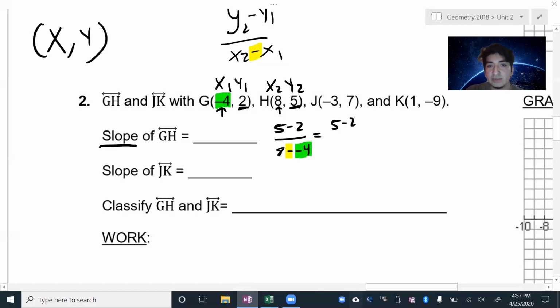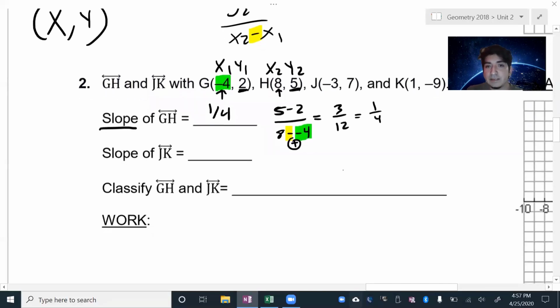So 5 minus 2 gives you 3. When you minus a negative, it turns to a positive. So 8 plus 4 gives you 12, and that'll be 1/4. Okay, so that's 1/4 right here.